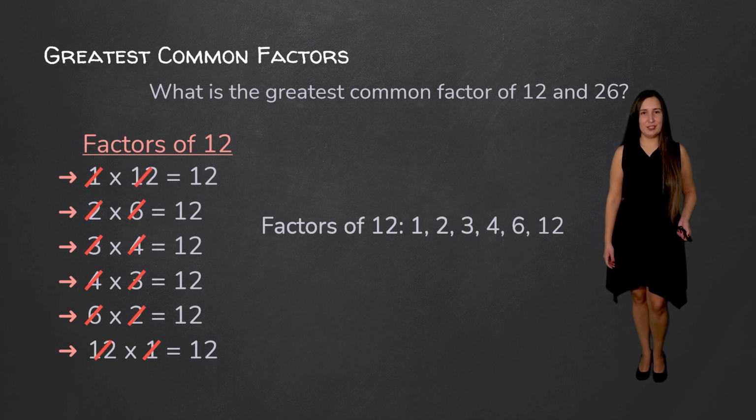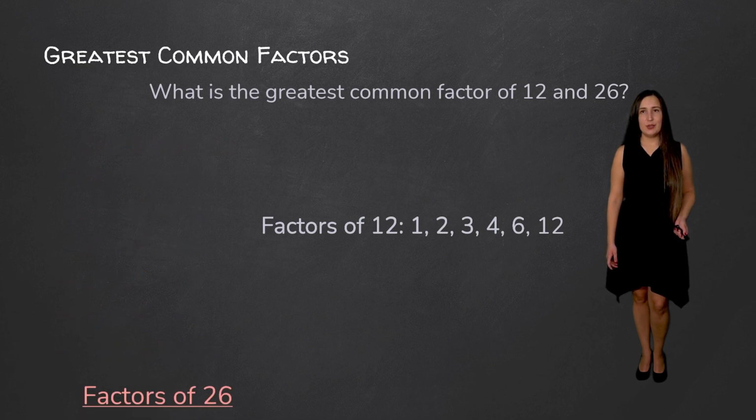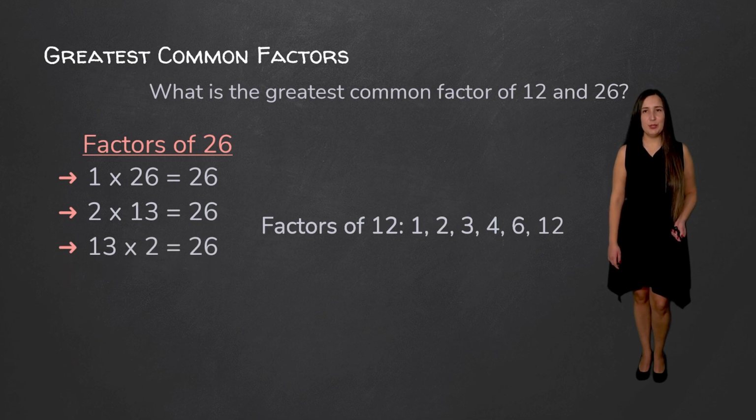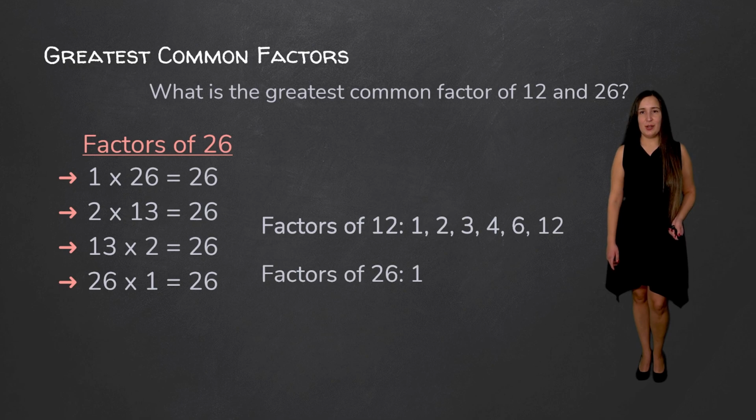Now let's find our factors of 26. So for 26, we have 1 times 26 is equal to 26. We have 2 times 13 is equal to 26. 13 times 2 is equal to 26. And finally, 26 times 1 is equal to 26. So our factors of 26 are 1, 2, 13, and 26.